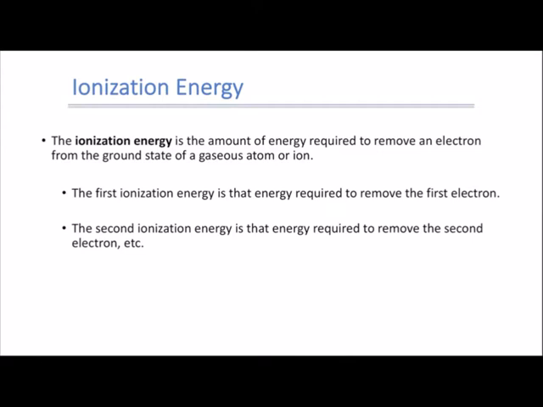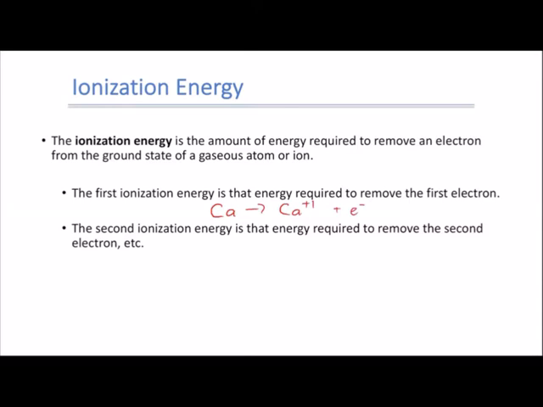When we're looking at our ionization energy, there's different ones. So we have our first ionization energy, and that's the energy that is required to remove the first electron from an atom. So that would be the energy required to go from a calcium to a calcium plus 1. That would be our first ionization energy.